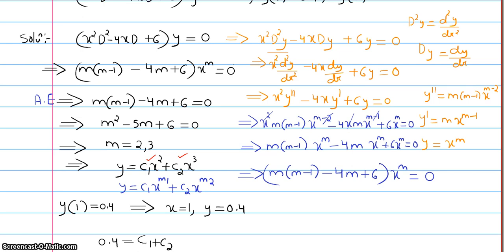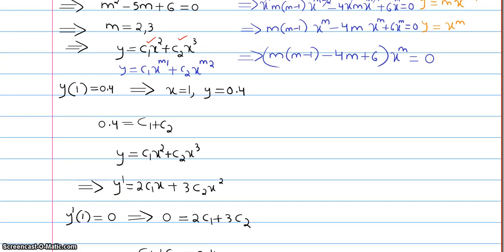Now we need to find the values of c1 and c2 here using the initial conditions. Our first initial condition is y of 1 equal to 0.4. So the value of x equal to 1 and y equal to 0.4, substitute it here, we will get an equation c1 plus c2 equal to 0.4. Now our next initial condition is y dash of 1 equal to 0. So the value of x will be 1 when y dash will be 0. We have y as c1 x square plus c2 x cube. So find its first derivative: y dash equal to 2c1 x plus 3c2 x square.